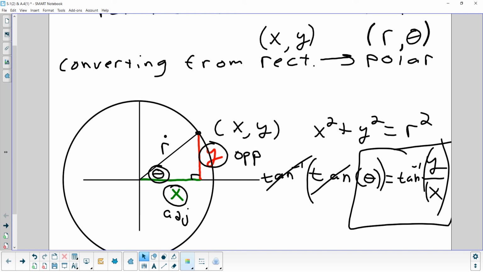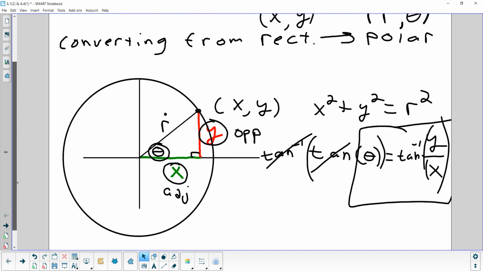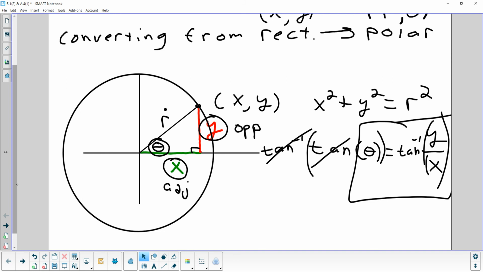Now, the only problem with that formula is, if you remember when we studied inverse trig, inverse tangent always gives you an answer between negative 90 and positive 90. So let's think about that on this circle. Where's 90 degrees on that circle?